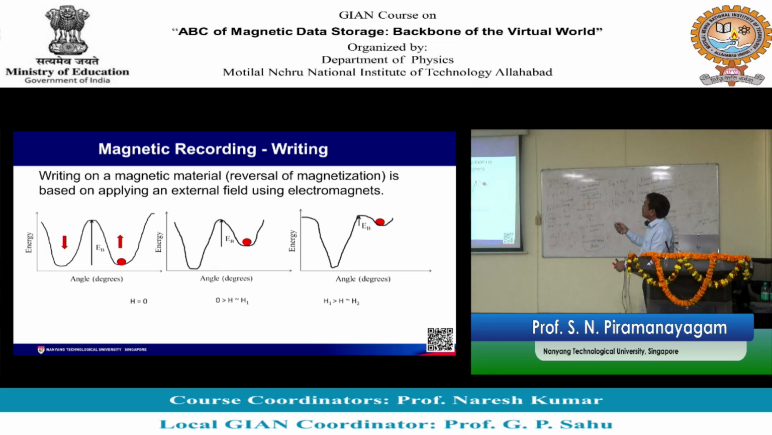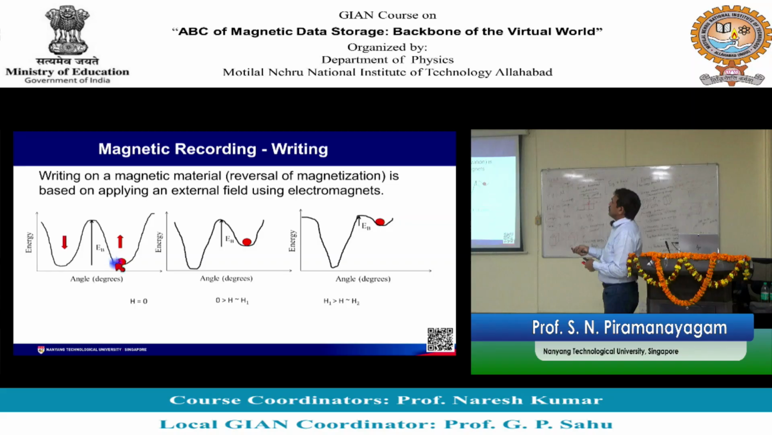So what happens when you write information is shown in this picture. This is what we call the energy landscape. The energy of the system looks like this. Here we are looking at a particle, and we represent the particle's magnetization by this ball. Initially the magnetization is pointing up.